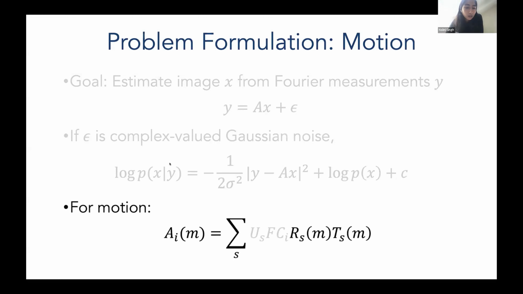For motion in particular, the forward model is shown on the slide. So here what we're assuming is we're just going to model rigid motion. And so R and T are rigid rotations and translations, which affect the object of interest. So for each segment S in the course of the acquisition, there's a different rotation and translation which characterizes the object.